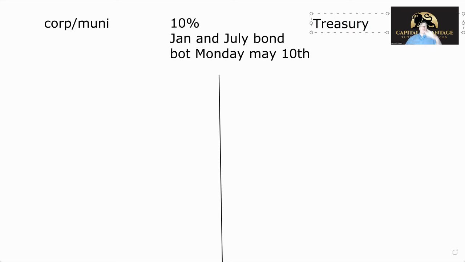So if you have a bond that pays every January and July, okay? You bought it, you owned it from January, and it's now held all the way to July. You get paid every 6 months based on the coupon. So if it's a 10% bond, you're going to get $50 every 6 months. We got that. But now if you bought the bond and held it in January, got your $50, and then sold it in May.